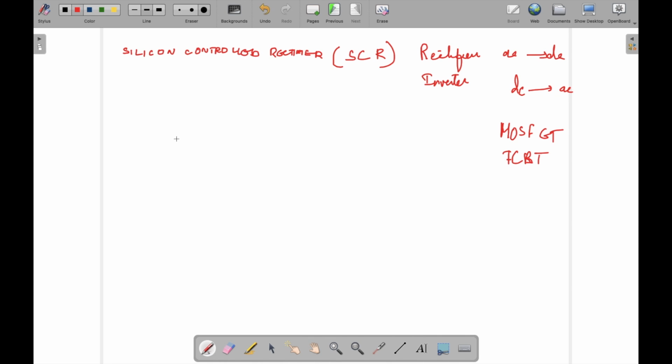So a silicon controlled rectifier is actually an extension of a diode. As we know, the diode representation is something like this, where we have the anode at one end and the cathode at the other end. Now this is called an uncontrolled switch. Why is it called an uncontrolled switch? Because we have no option to control it. There are only two modes of operation possible in this, that is forward bias operation as well as reverse bias operation.